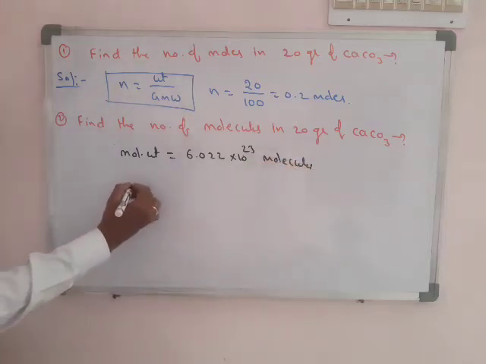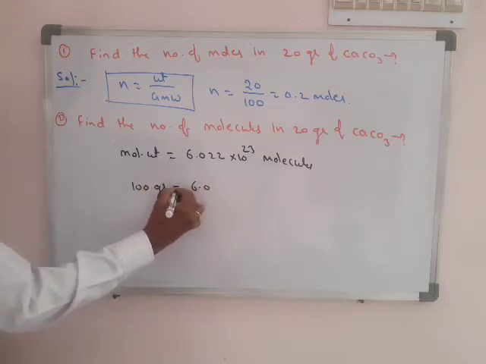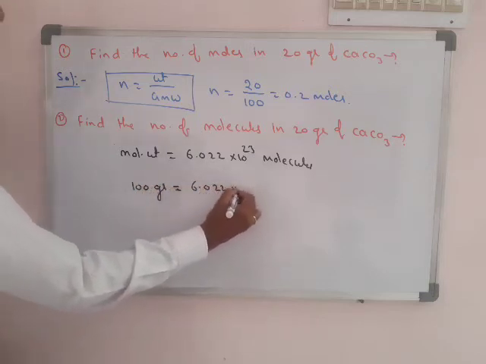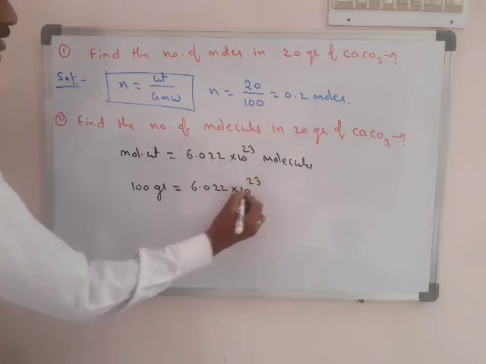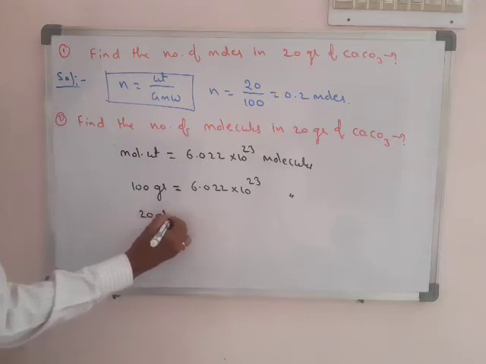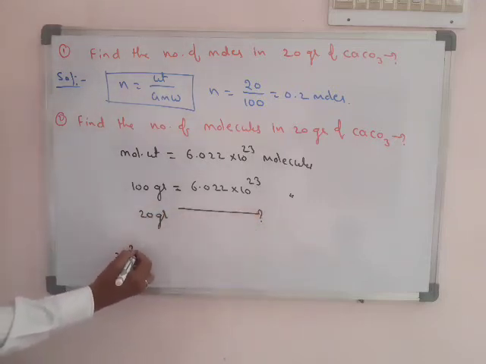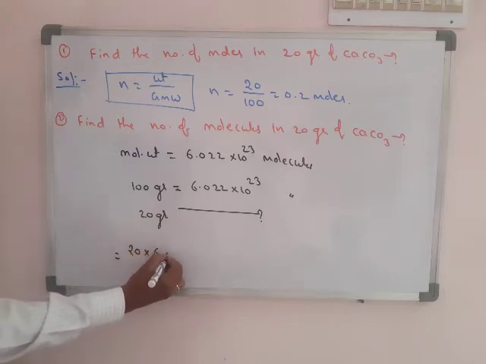Molecular weight means 100 grams of calcium carbonate. So 100 grams equals 6.022 into 10 power 23 molecules. Then what about 20 grams? We have to do the problem directly.